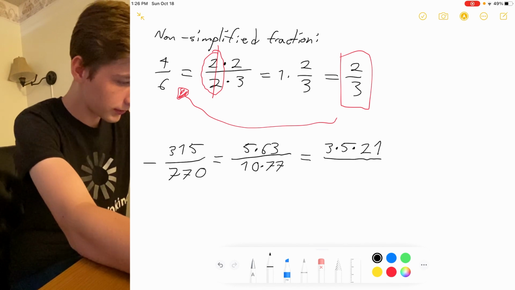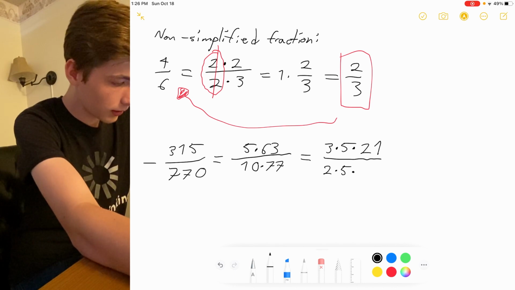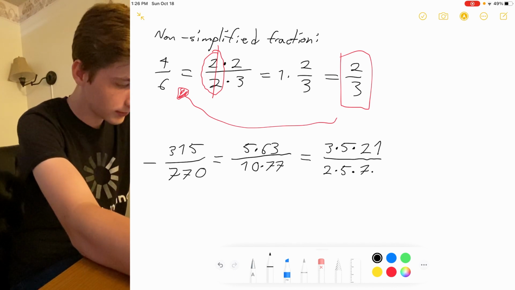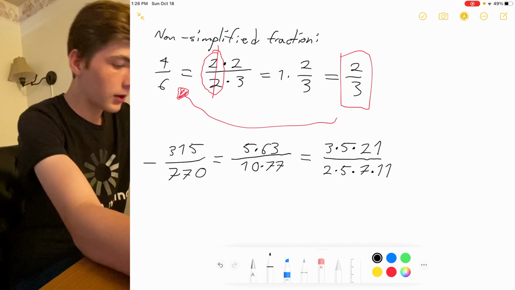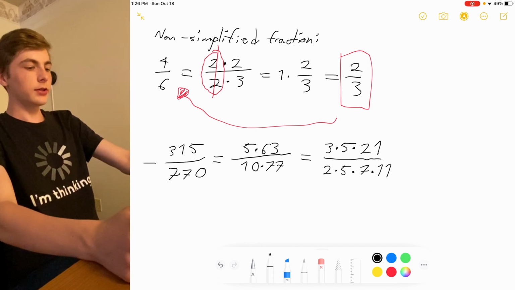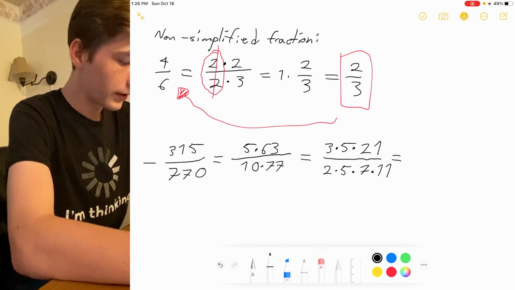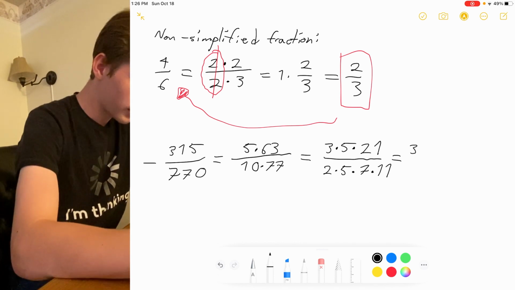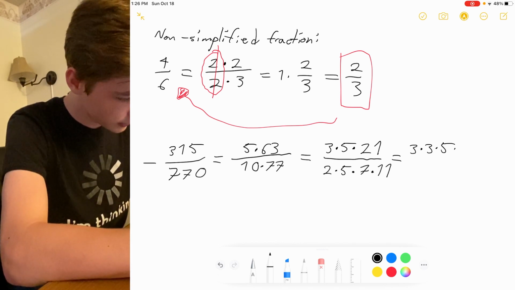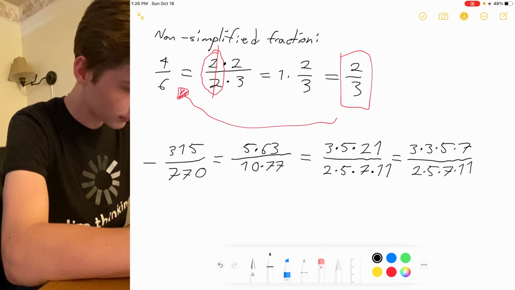And then down here, I'm going to split this 10 into a 2 times 5, and we also can pull a 7 out of that, right? 7 times 11 is equal to 77. So at this point, the denominator is fully factored, but we're going to also factor the numerator further. 21 is 3 times 7, right? So I'm going to bring that 3 to the front. So we have 3 times 5 times 7. And then the denominator was 2 times 5 times 7 times 11.